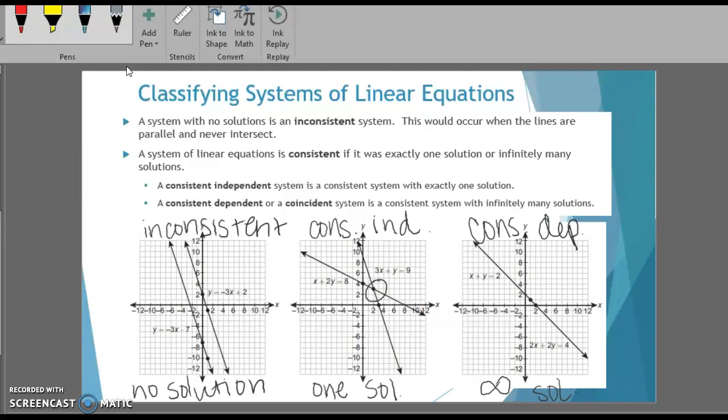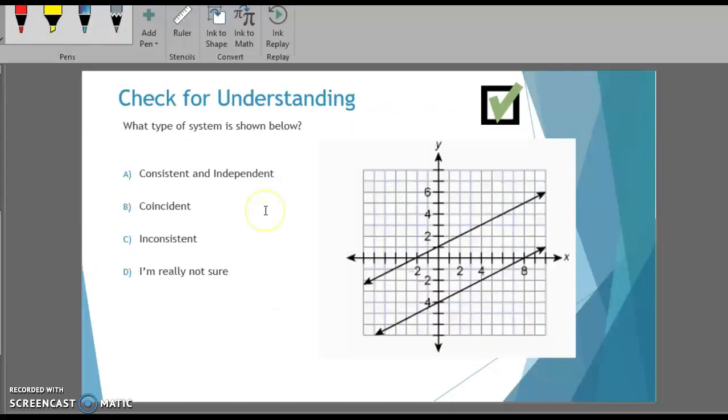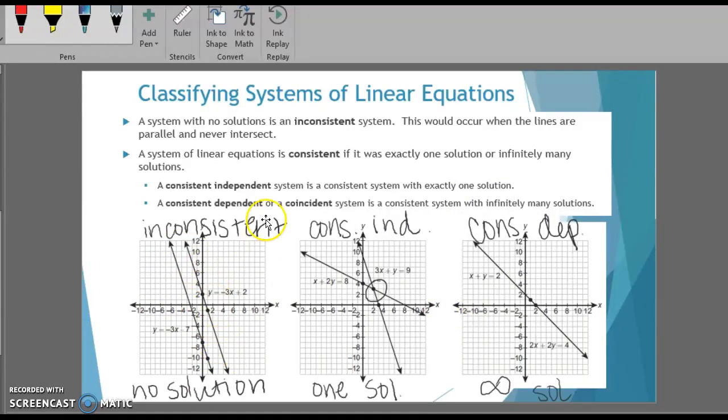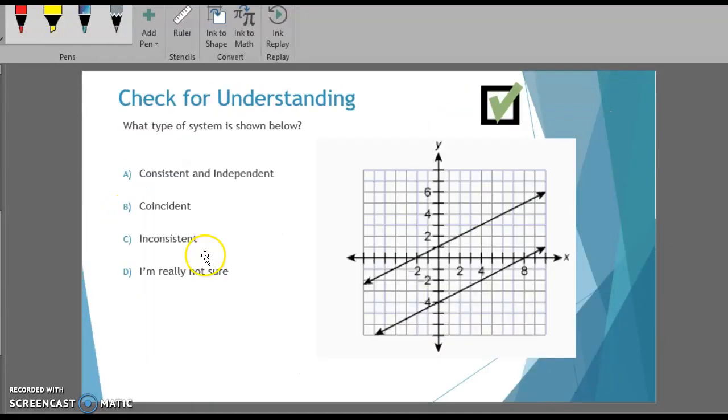And like I said, since this is a video, you can always ask me for help in understanding these. So let's go ahead and identify the system. What type of system is shown below? So there's two parallel lines here. So if we go back and look at our notes on parallel lines, these two lines are parallel. So this is an inconsistent system. So the only one that makes sense is inconsistent, okay? Because they're two parallel lines.